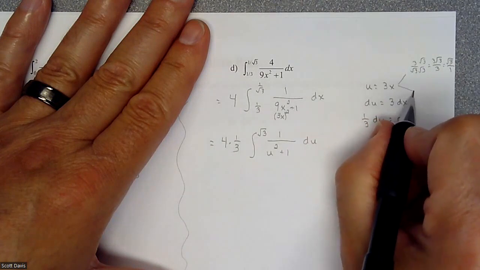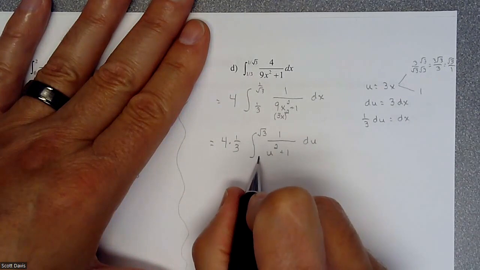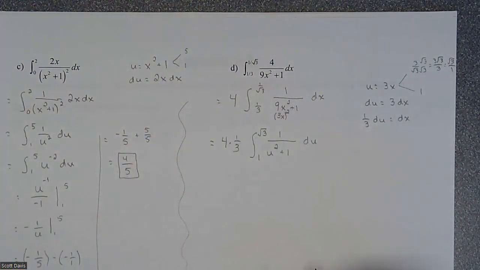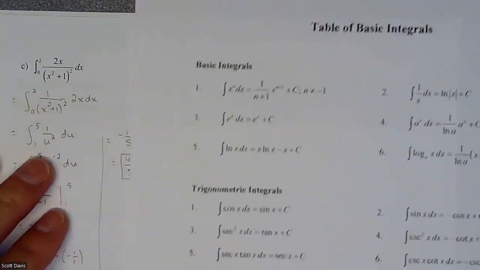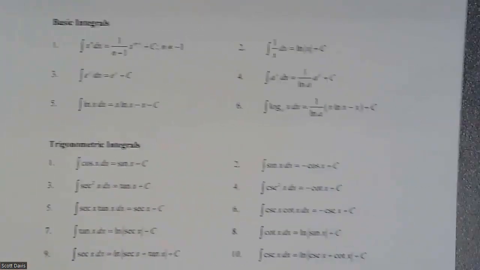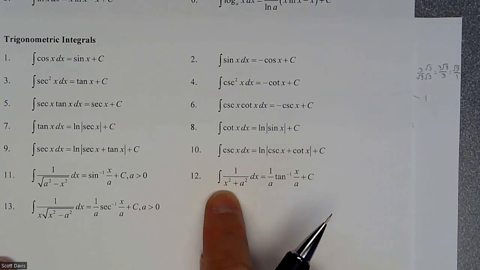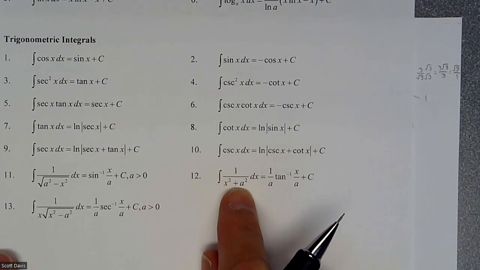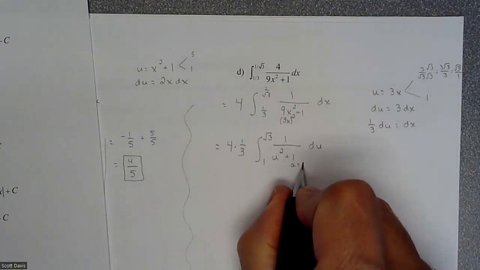And then my other one is taking a 1/3 and multiplying it by 3. That's just going to become a 1. So those are my new bounds. All right, so now that is in the form that I want. I want it to look like that. And so I have this u squared. My a squared is a 1. So my a value would be a 1.